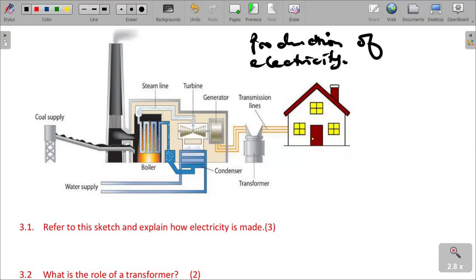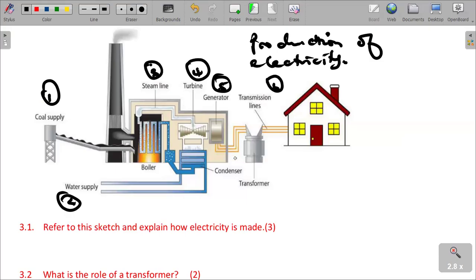So now, let's just quickly look at the questions. You see, we have got our coal supply, we have got our water supply, we have got the steam lines, we have got the turbines, we have got the generator, we have got the transmission lines, and then obviously here and there we have got the condenser, and then we have the transformer, and then the electricity is taken to the houses.